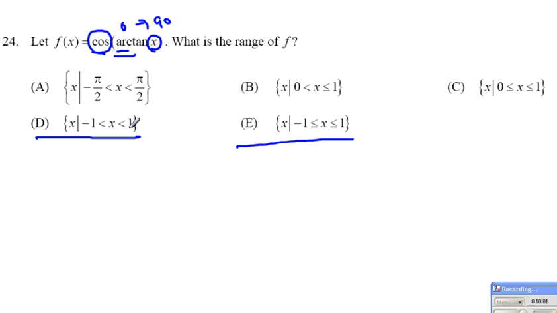Now, in order for cosine to be equal to 1, the angle has to be equal to 0. That means, can we have the angle for tangent to be equal to 0? Yes, we can. So therefore, our answer will be choice B.